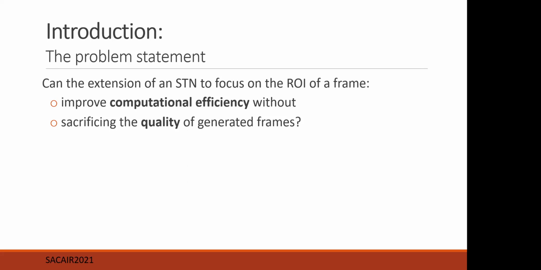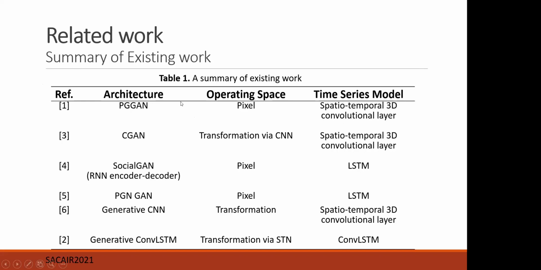So in this field, the related work can be summarized according to the criteria discussed prior. The important aspects to pick up on are the time series model. It could either be a CNN, an RNN, or a combination of the two. For example, it could be a 3D convolutional layer or an LSTM or a convolutional LSTM. The next aspect to consider is whether frames are generated from pixel values or from transformations. And lastly, you consider the loss function.